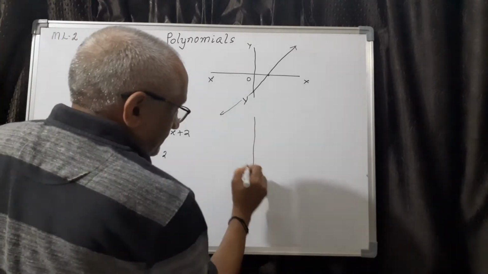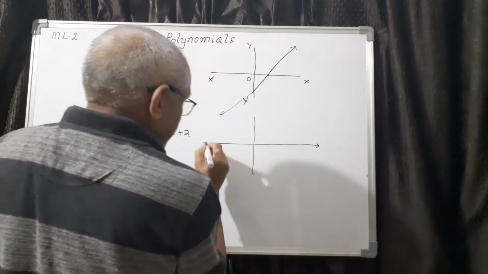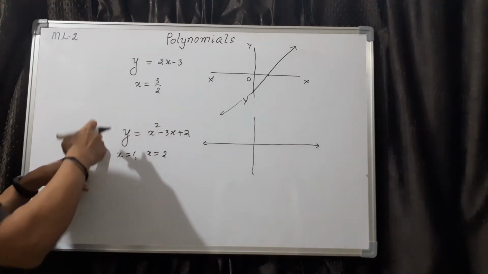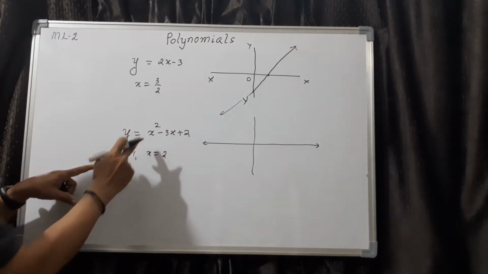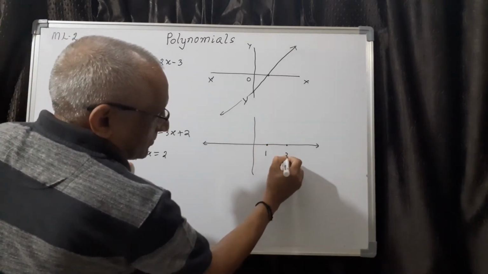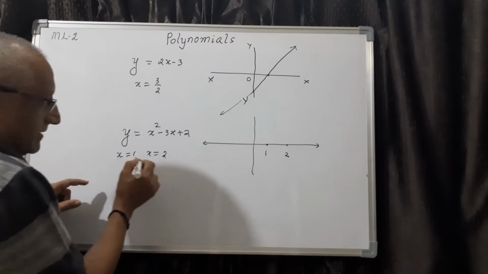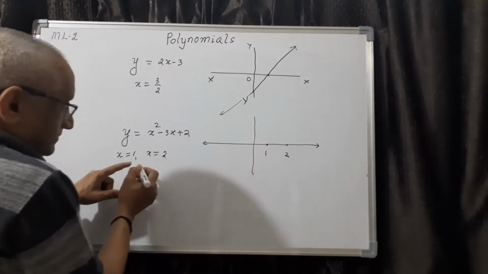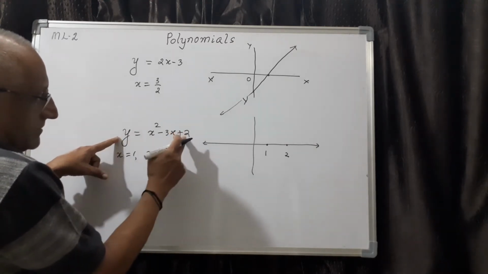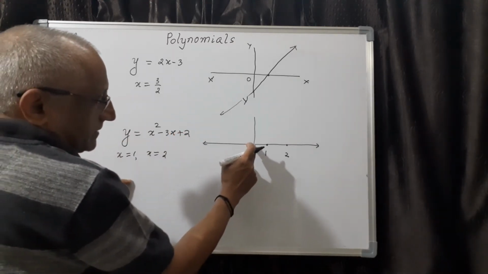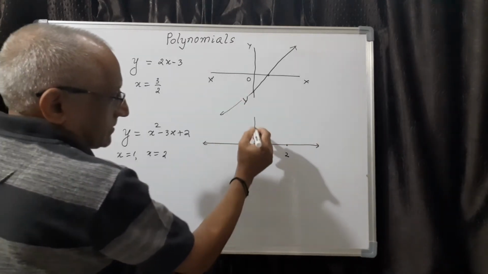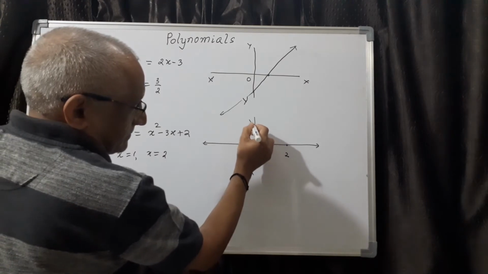Therefore you can see, and I have told you how to decide whether it is upward or downward, because the coefficient is positive, therefore it will be like this. So x equal to 1, x equal to 2 means 1 here, 2 here, then the curve will be cutting like this. When x is 0, y is 2. That means it is above. So the curve is actually like this.